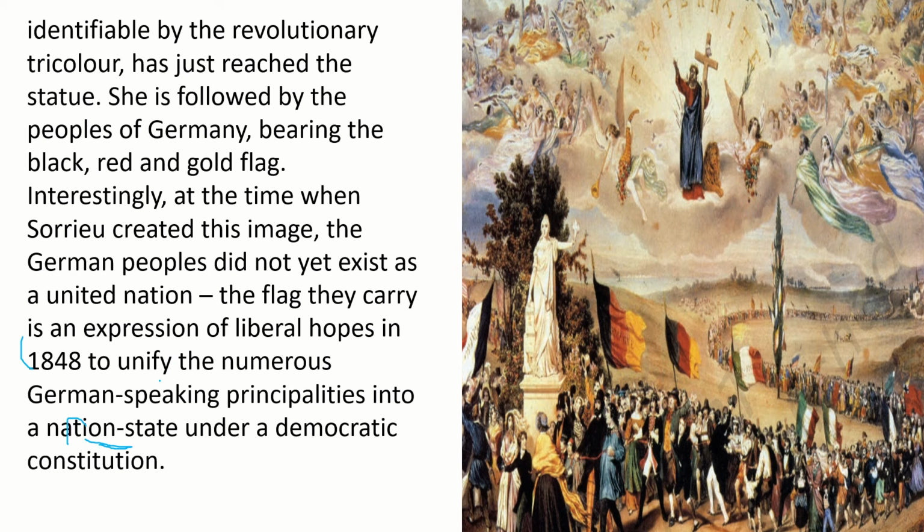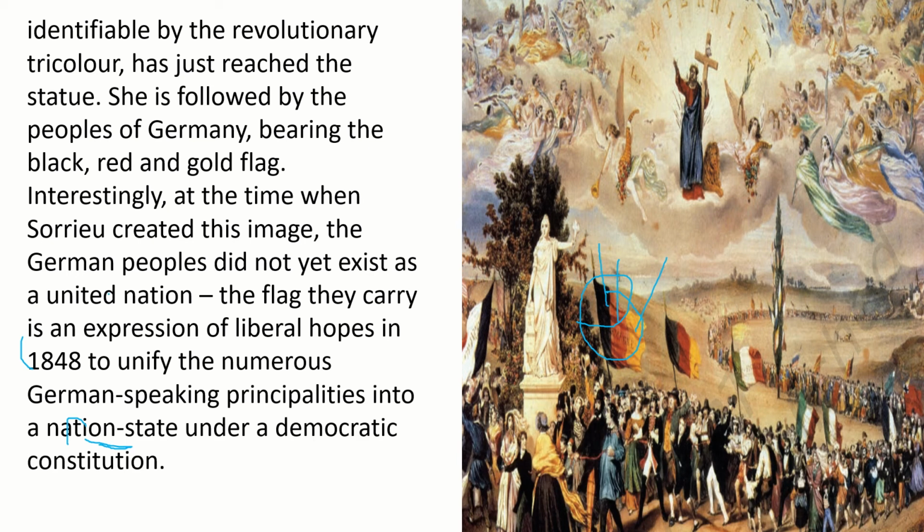She is followed by the people of Germany, bearing the black, red, and gold flag. See, the colors are very, very important here. Identifiable by the revolutionary tricolor, she has just reached the statue. She is followed by the people of Germany. Next, who is following means Germany. Here is Germany, bearing the black, red, gold. See, this is a black color, this is a red color, this is a gold color.